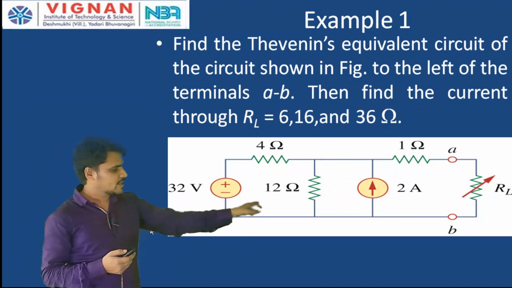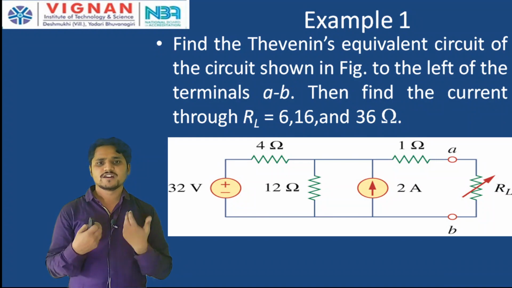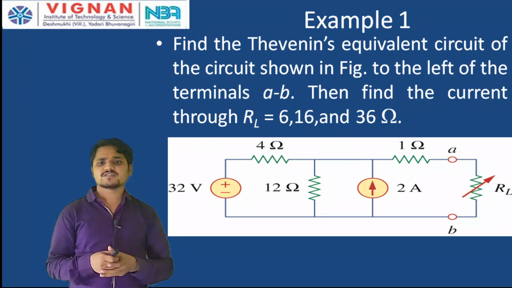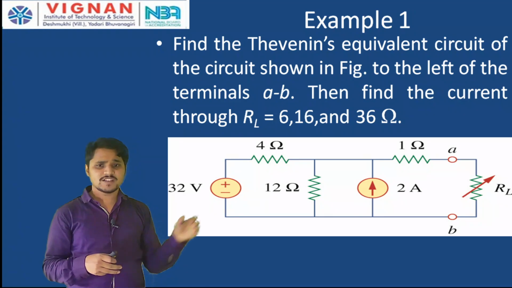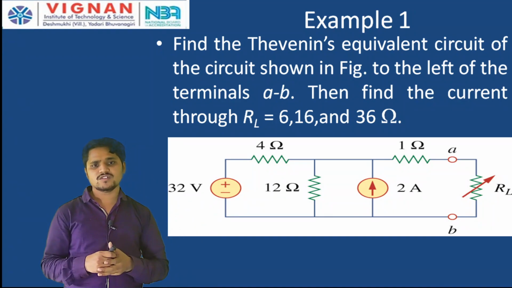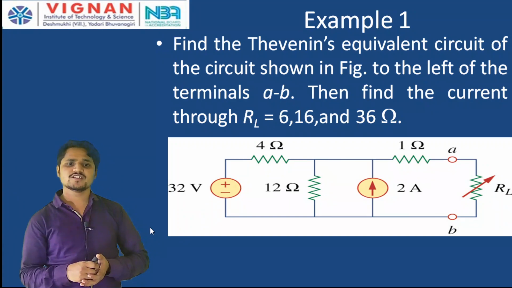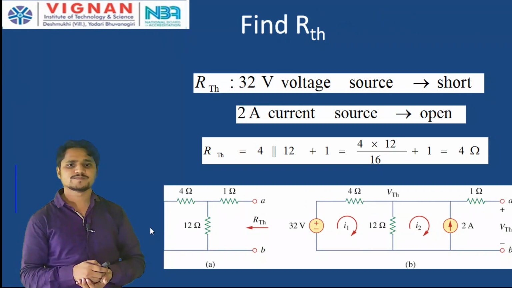If you apply nodal analysis, mesh analysis or any other method, and the load resistance RL value changes, then you have to solve again for each different resistance. But with Thevenin's theorem, if you solve once, then whatever the change in this load resistance, you can easily find the current flowing in the load resistance. This is the beauty of Thevenin's theorem.